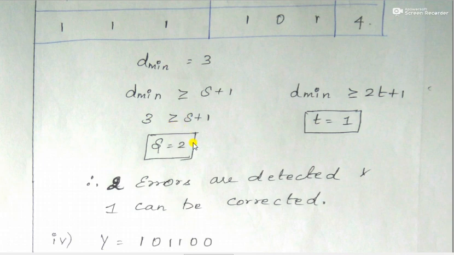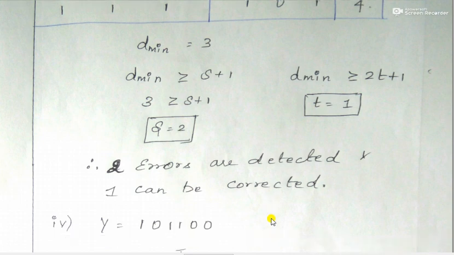From this one S equal to 2 and D minimum is 3. From this one we can find out the T value. So 2 errors are detected and 1 error can be corrected.